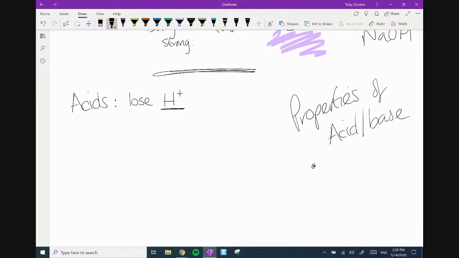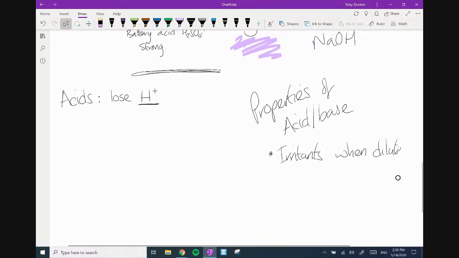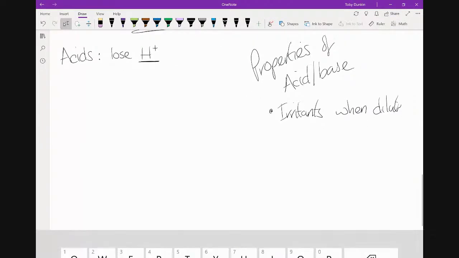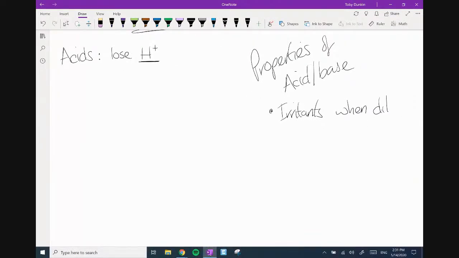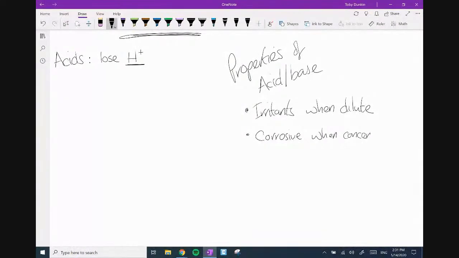Number one, they are irritants when dilute. When dilute, meaning in lots of water, drowned in water. And they are corrosive when concentrated, so like, no water.